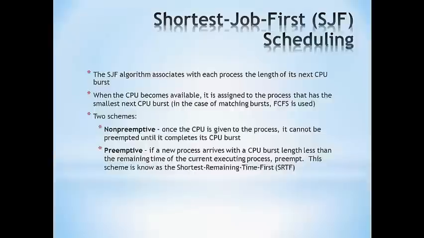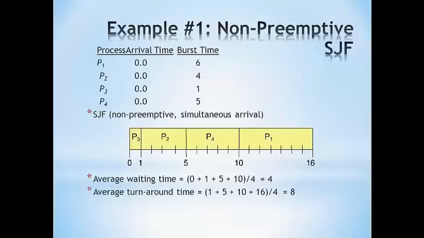In non-preemptive, once the process has been allocated the CPU, it cannot be preempted until it completes its CPU burst time. The second one is preemptive. In this, the switching of the CPU between the processes takes place. Now, we will see an example of non-preemptive SJF. Here, we are taking 4 processes, P1, P2, P3, P4.